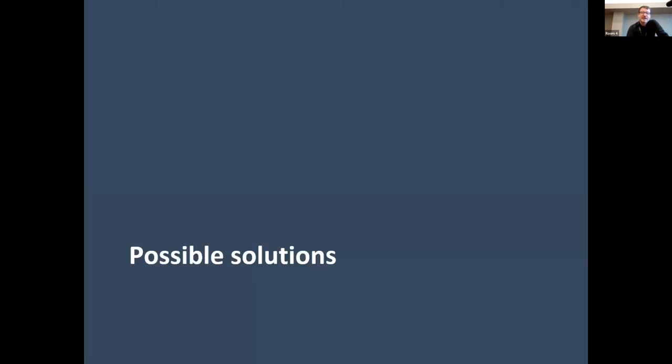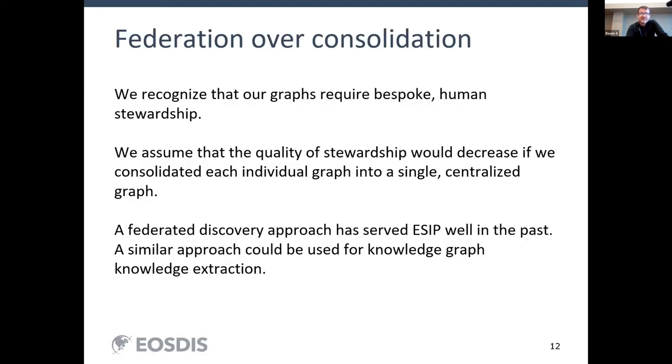So how do we do that? Should CMR harvest the data in UBD and make a big Uber graph, or should we take a different approach? Now, ESIP tackled this problem before with respect to data discovery and recognized the value of domain-specific repositories with respect to data stewardship. The individual graphs will be more resilient if they remain in the hands of the original stewards. And given this, we proposed, like we did with this data discovery, a federated approach to knowledge graph extraction across domains.